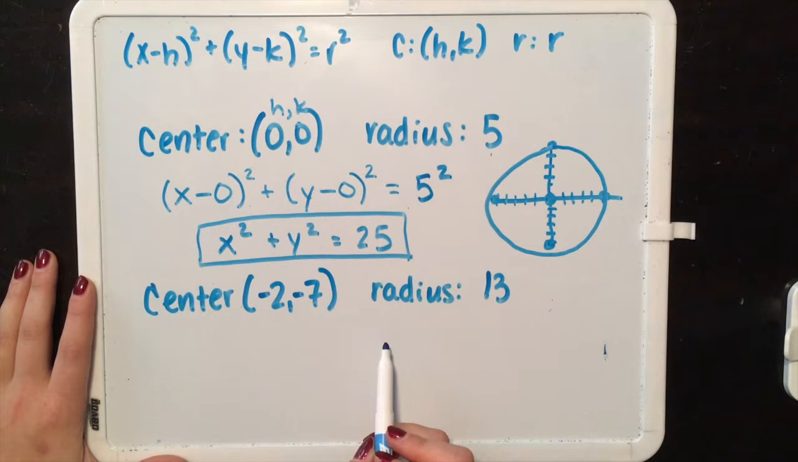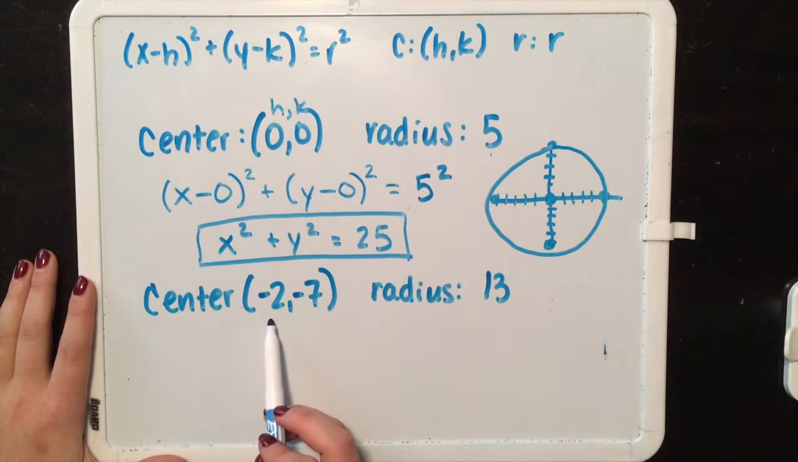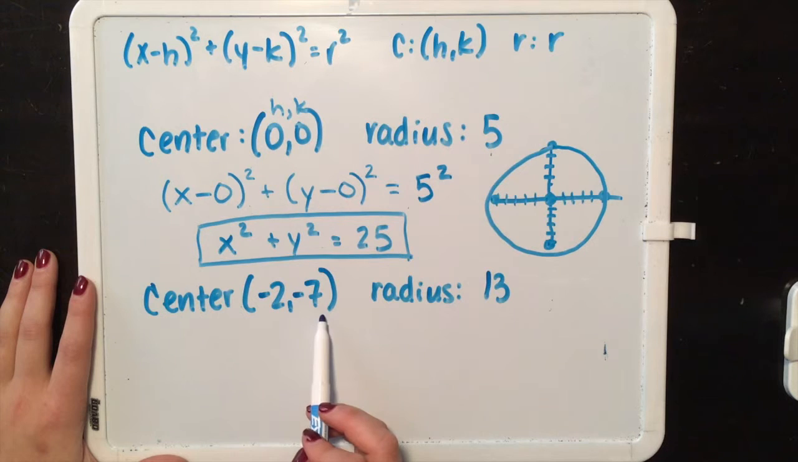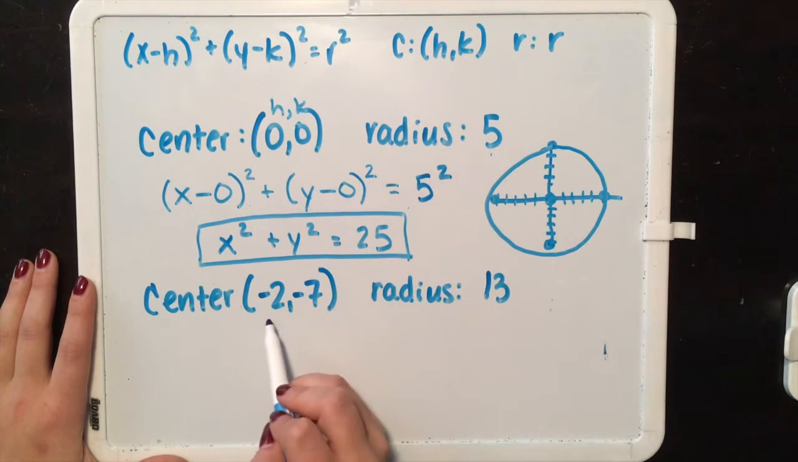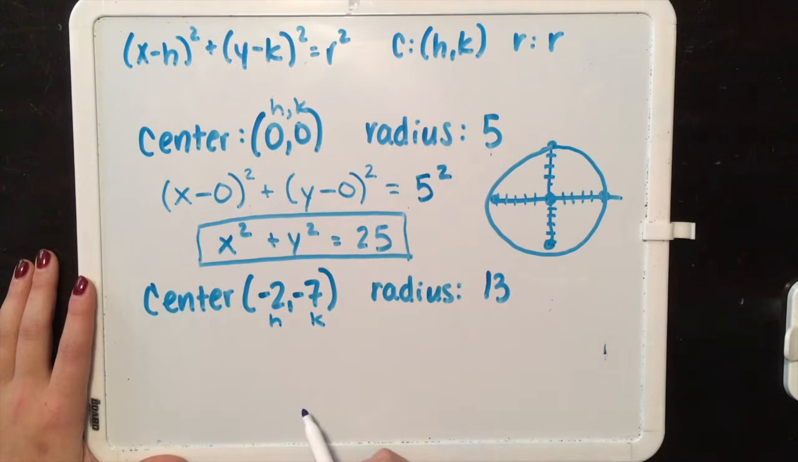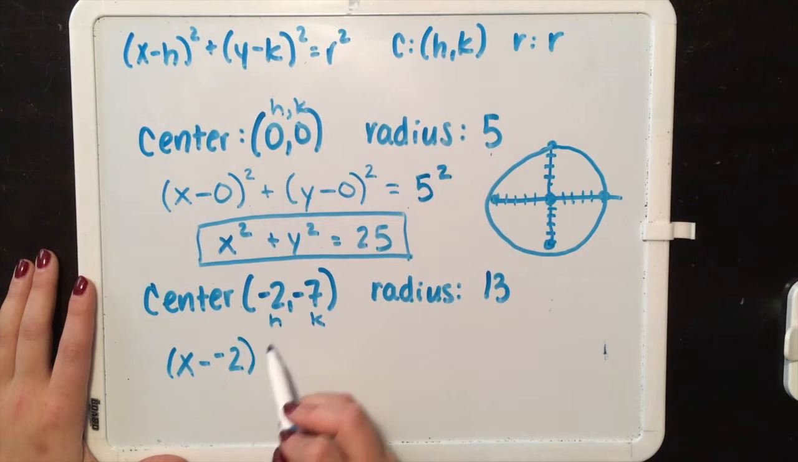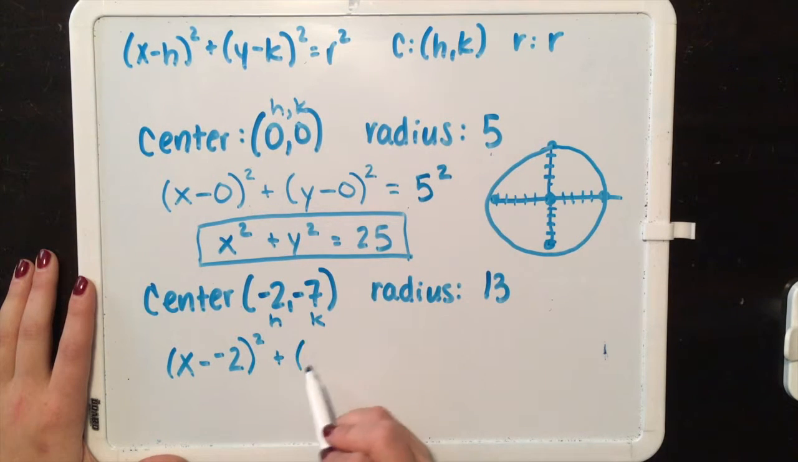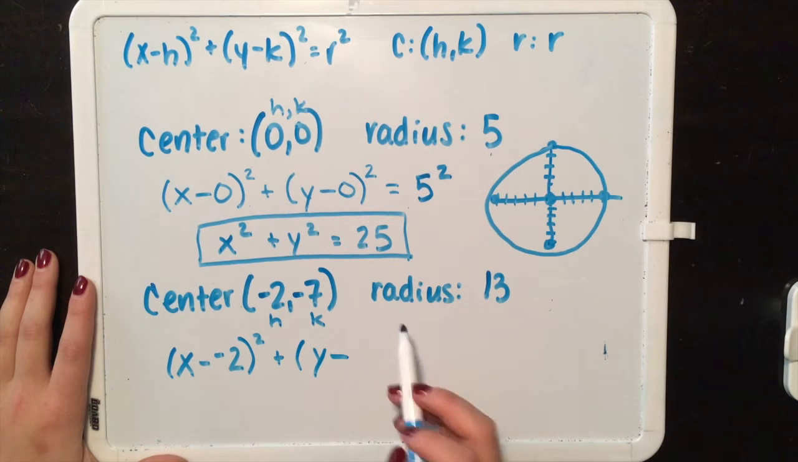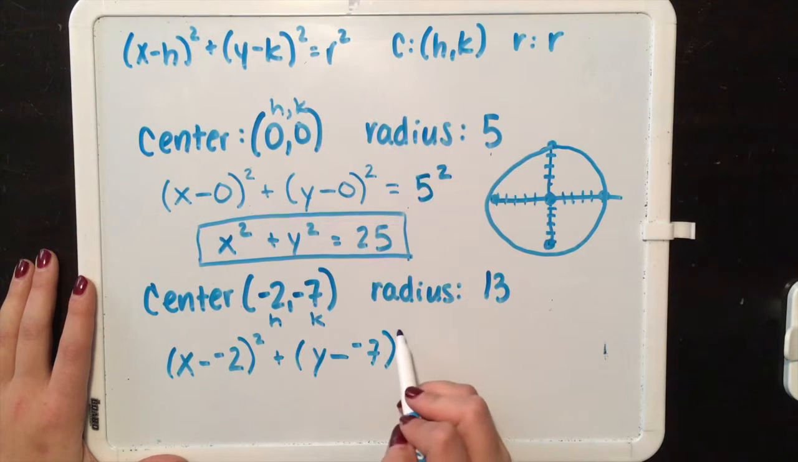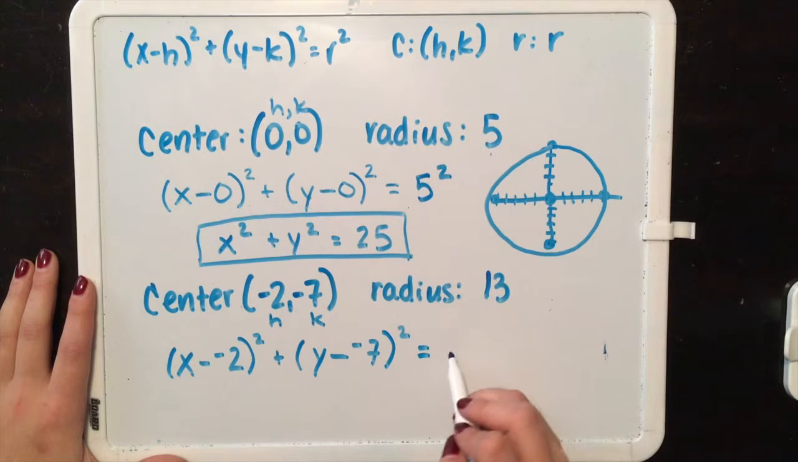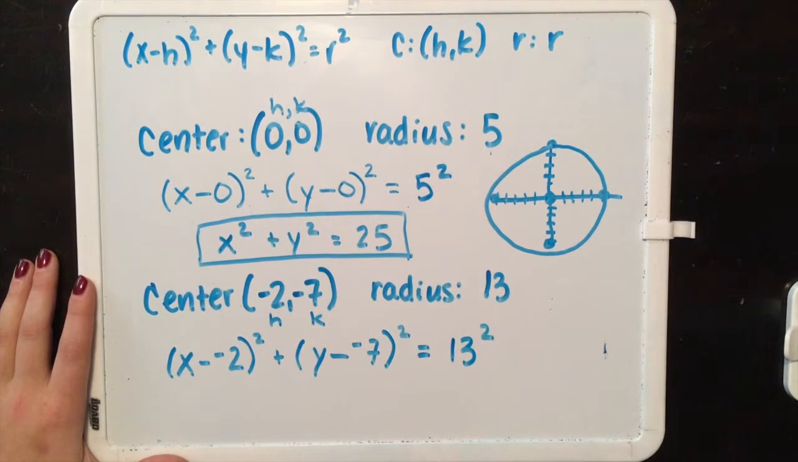Now, let's try another example where the circle is centered at (-2, -7) and has a radius of 13. This is our h and this is our k, so using the general form, we have x minus h. Make sure you have minus negative 2 squared, plus y minus k, which is -7, squared, equals the radius squared.